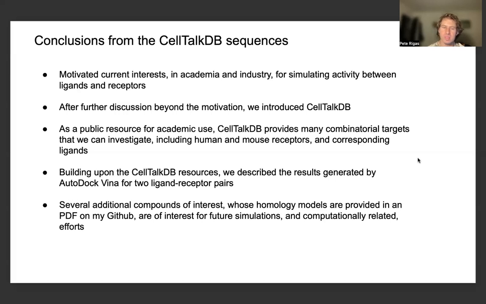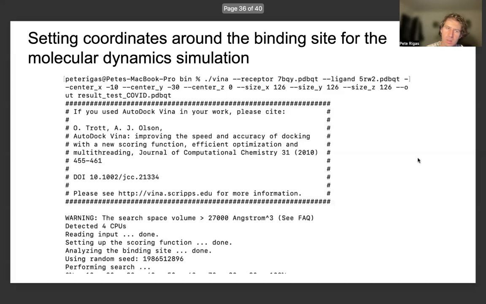In building upon the CellTalk-DB resources, we describe the results generated by Autodock Vina for 2 ligand receptor pairs, and there are several other compounds of interest whose homology models I have in some resource on my GitHub. But this is demonstrating the type of framework that we can apply for the SARS-CoV-2 receptor.